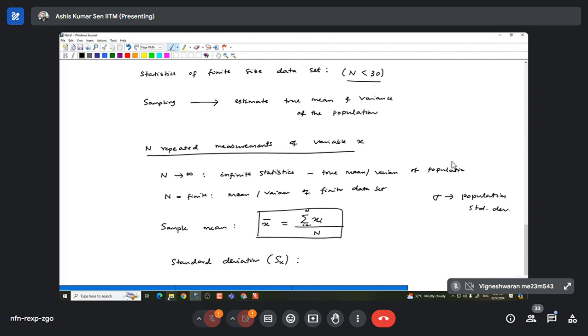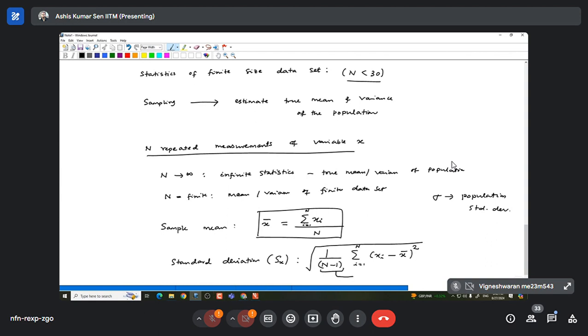And the data set is very, very large. For a finite data set, you indicate by symbol Sx, and that is equal to the square root of 1 by n minus 1 times the sum from i equal to 1 to n of (xi, the individual data, minus x mean) squared. So that is how you find out the standard deviation of a finite data set. Here you can notice that it is n minus 1, okay, not n.